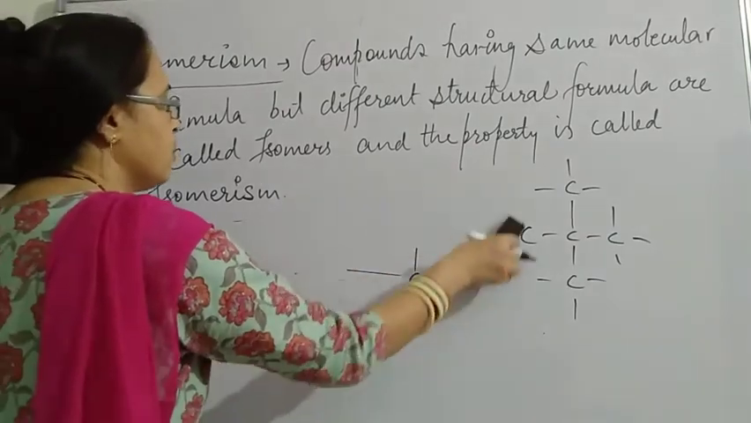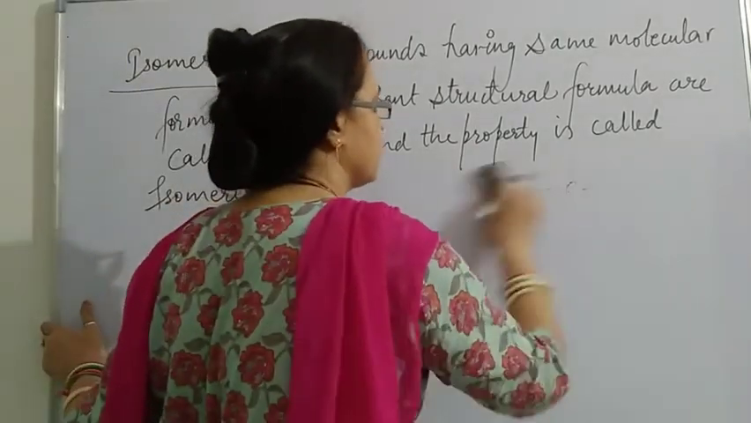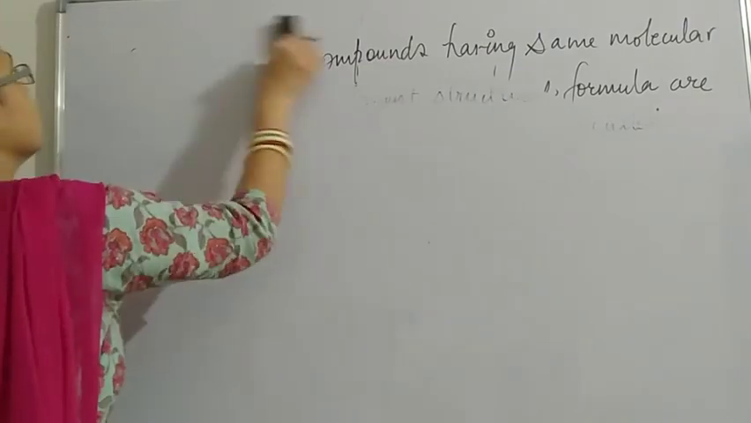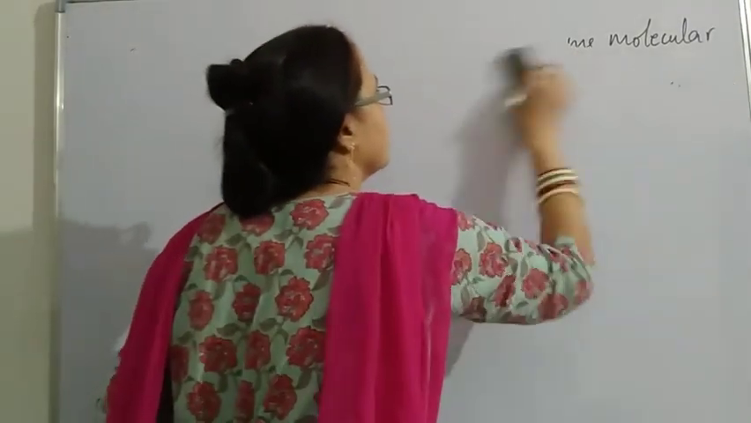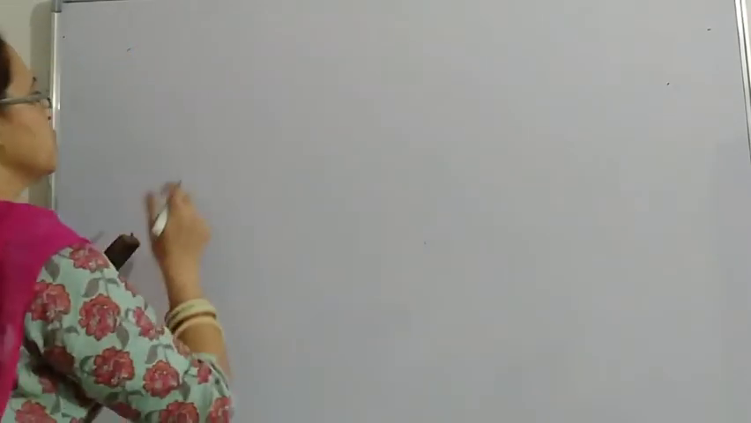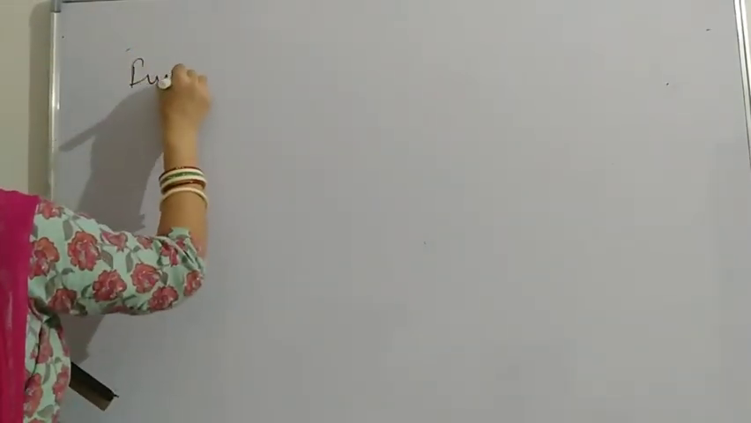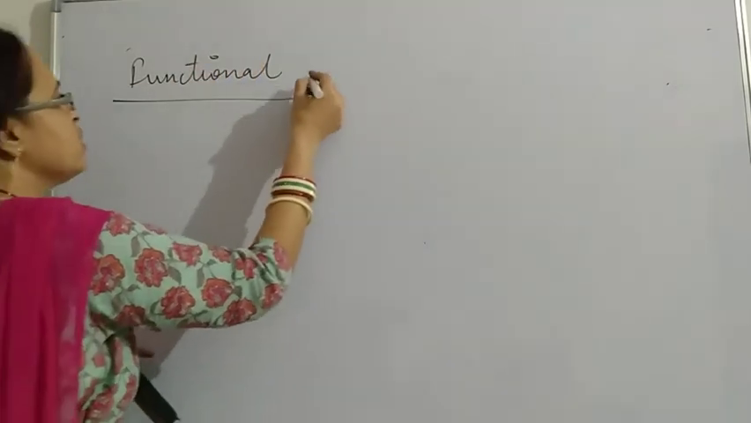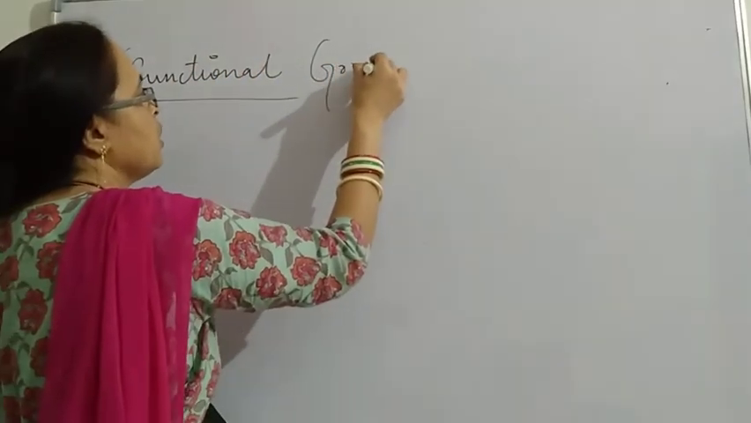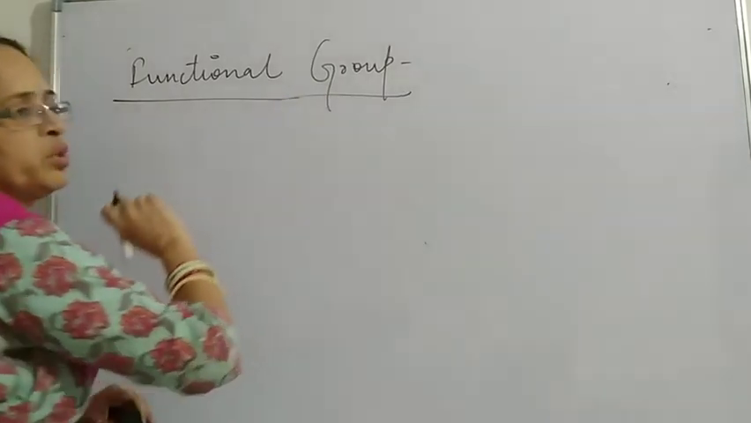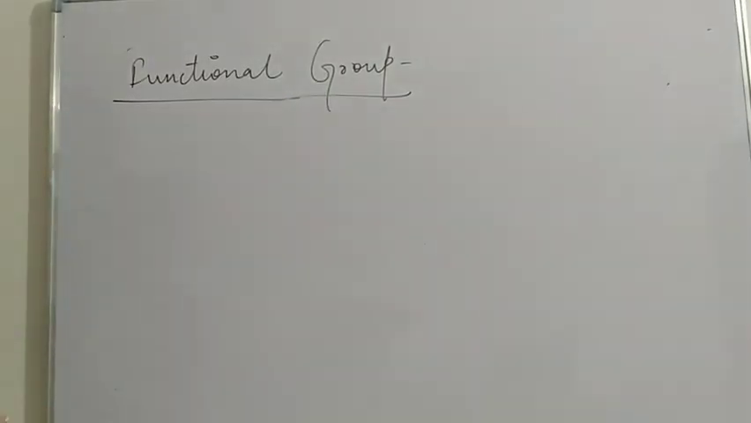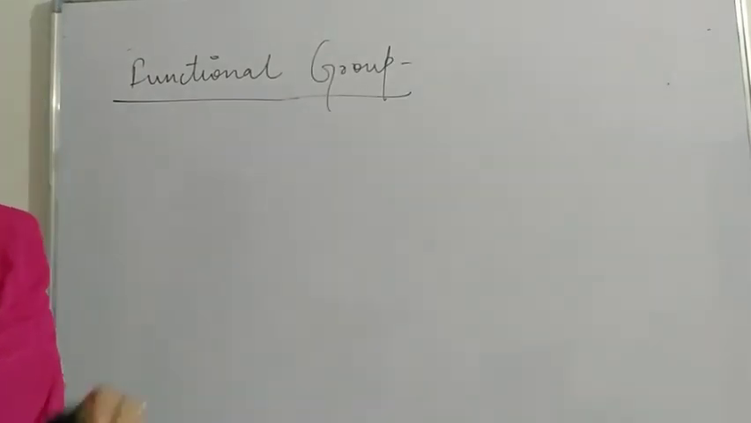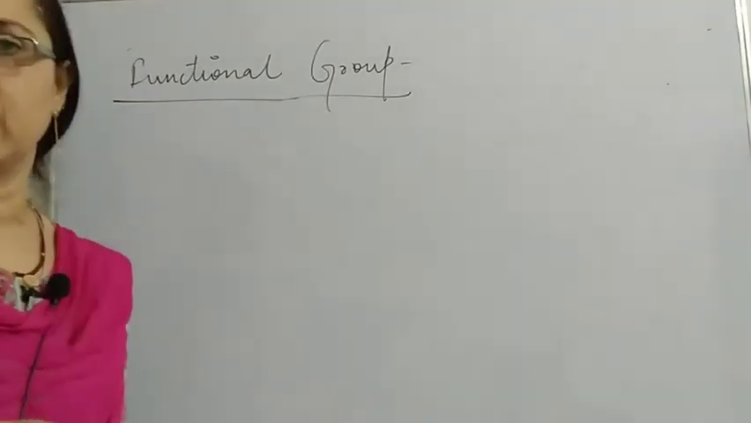Now we discuss the functional groups. Functional groups have a special property. That means due to the presence of a specific functional group, the compounds show specific properties. Now, what are the different functional groups, how they differ, and how they are arranged, that we will discuss now.